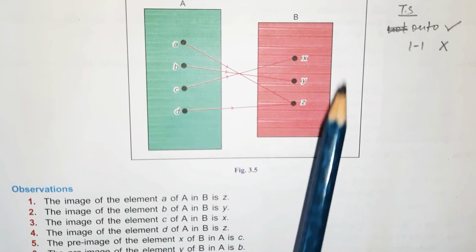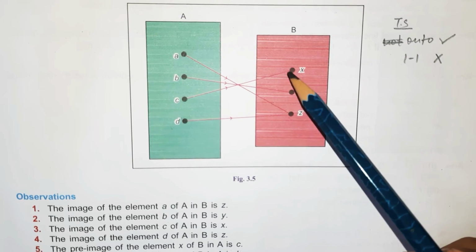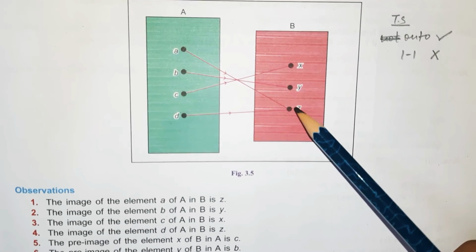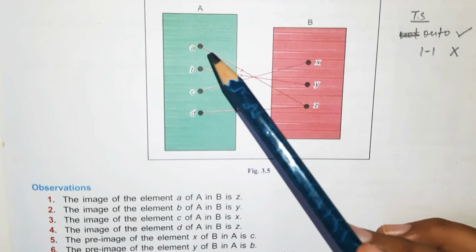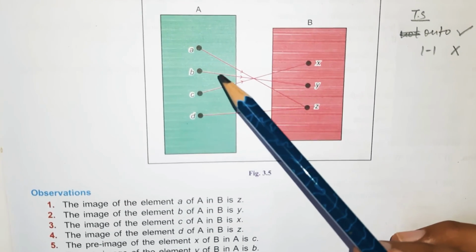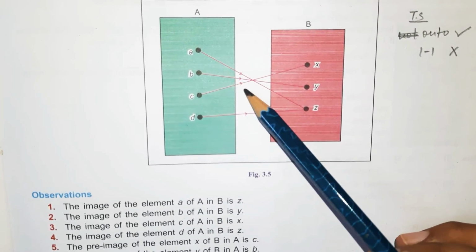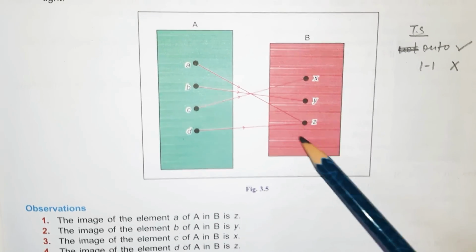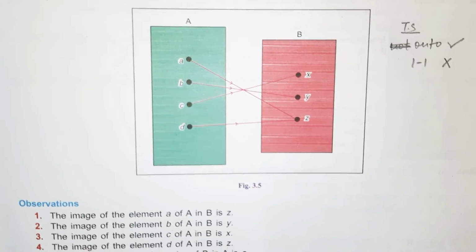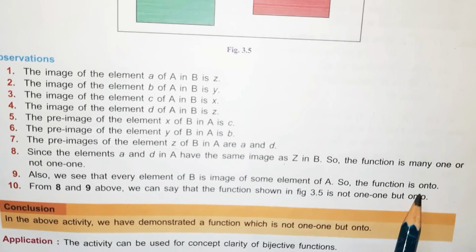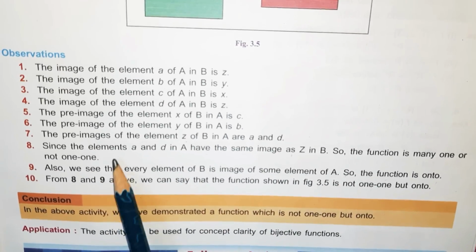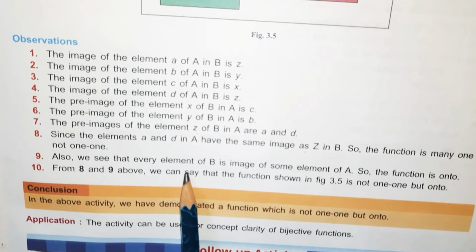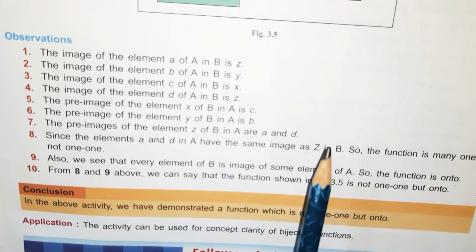And if I talk about the onto definition, if every element has a pre-image in the domain, then this will be an onto function. So that means if the codomain is equal to the range, that means the function is onto. So this is giving the same condition. So from the 8th and 9th points, we can conclude the function is not 1-1 but onto.